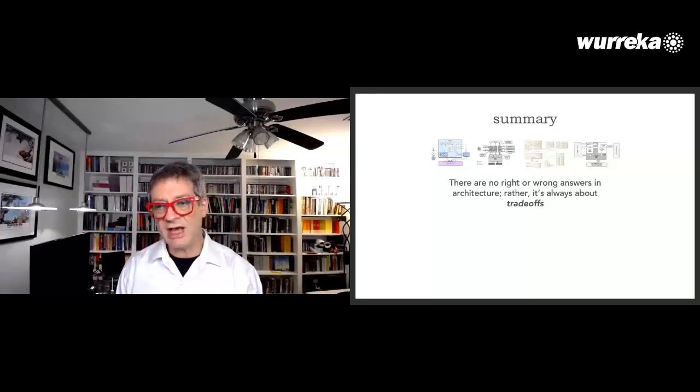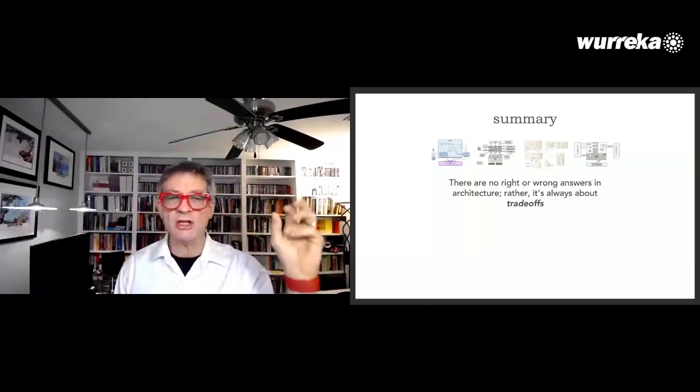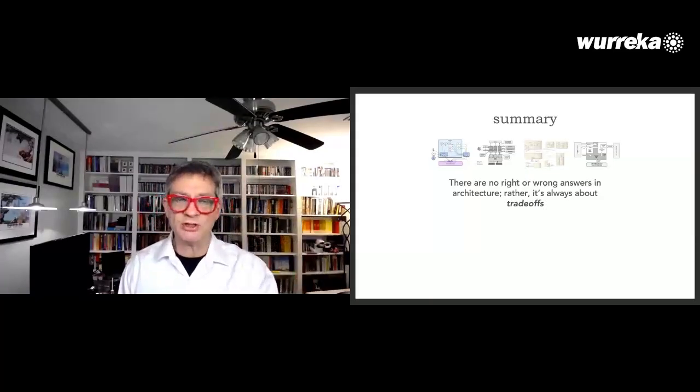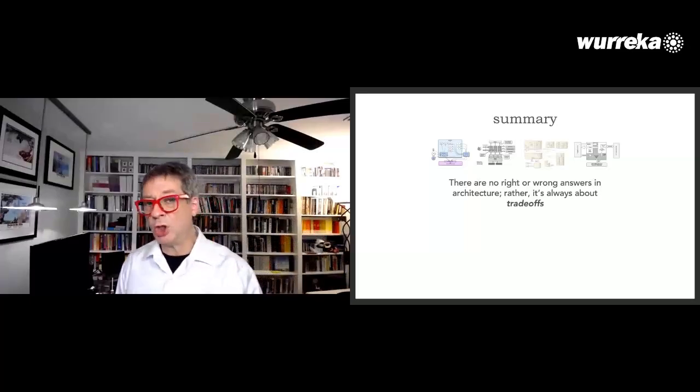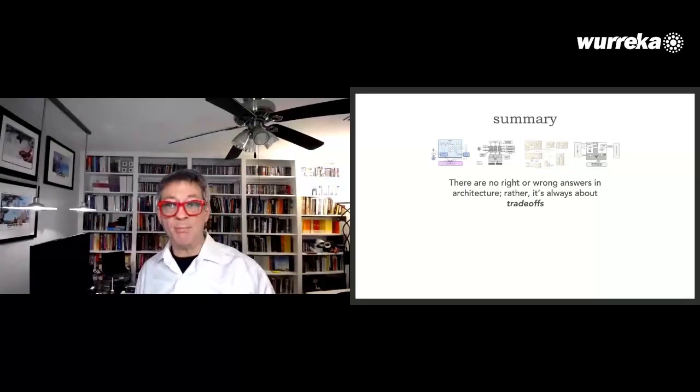Don't get caught up on this idea that there's one perfect architecture and you're trying to solve this equation. There are lots and lots of different ways to solve problems. Your job as an architect is not to find silver bullets, but rather to analyze trade-offs and try to come up with the best collection of trade-offs you can.